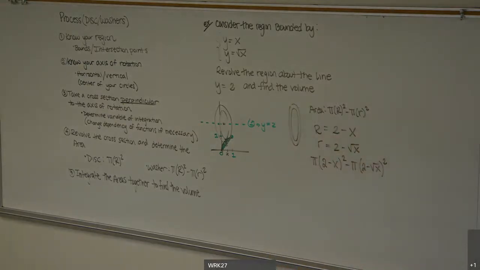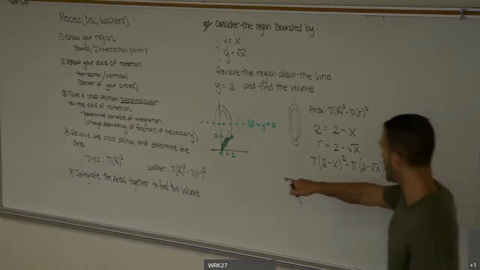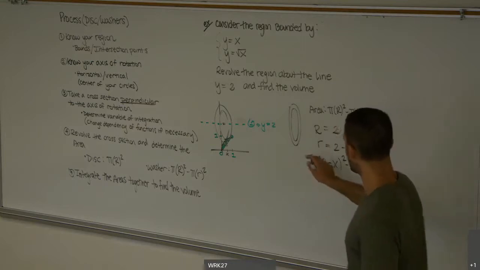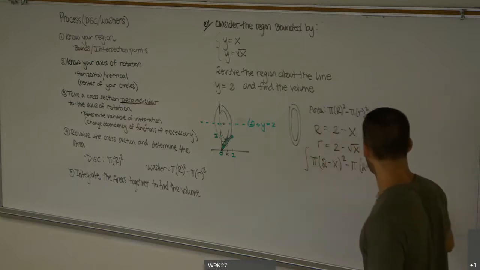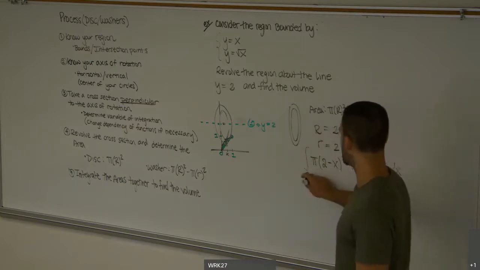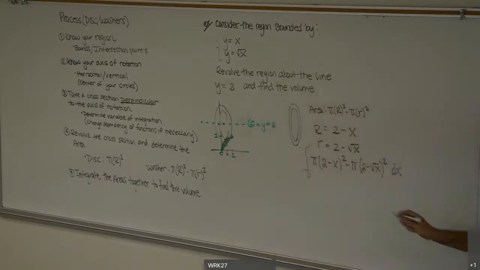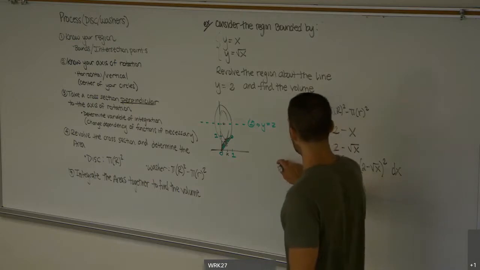Now that I know the area of the washer as a whole for any x value between 0 and 1, I will glue all those washers together via integration as I move along the x-axis starting at 0 and ending at 1. This will now generate the volume of the solid.